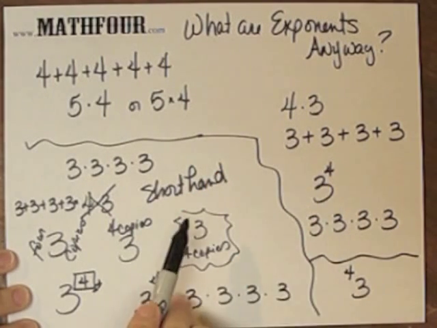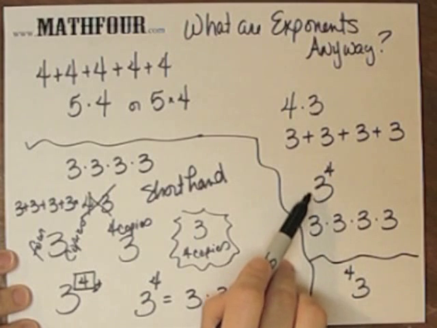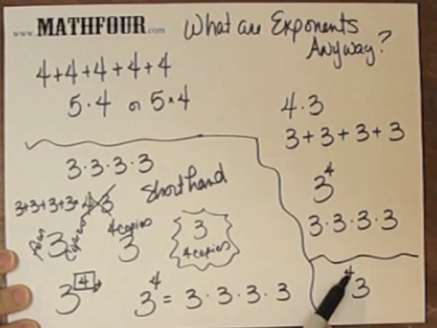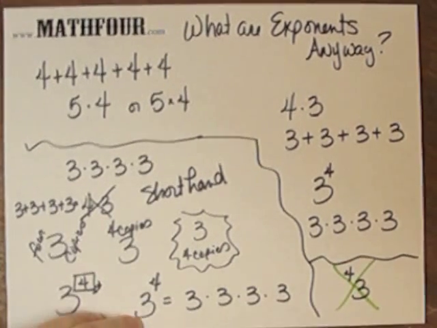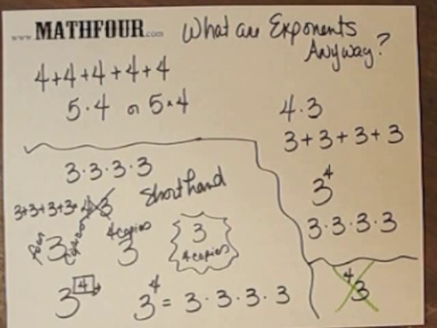This doesn't read in the same direction. You have to go backwards. 4 copies of 3. This would have been much better. 4 copies of 3. Alas, we were not hired to invent math, so we don't get to use that. But that would have been really nice. And that's what exponents are. Anyway.